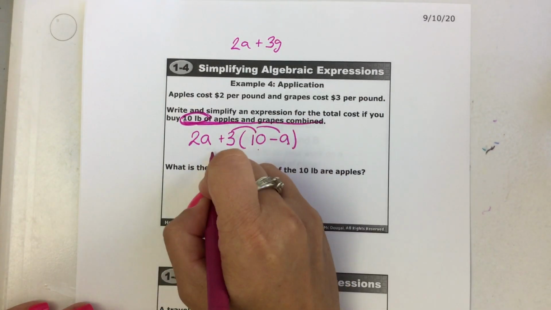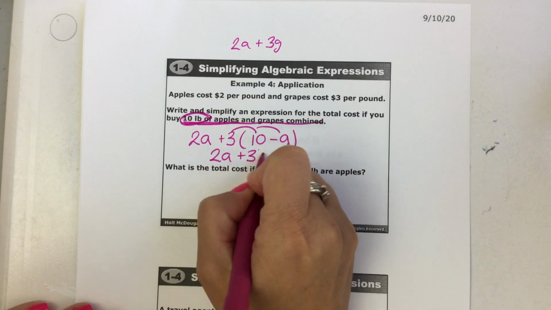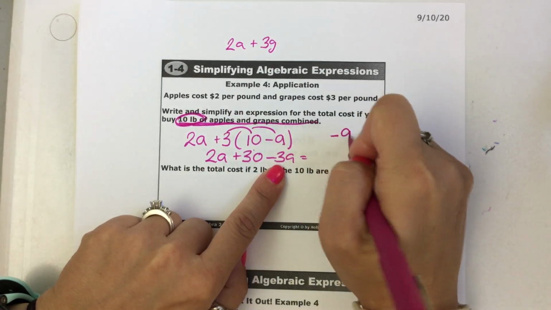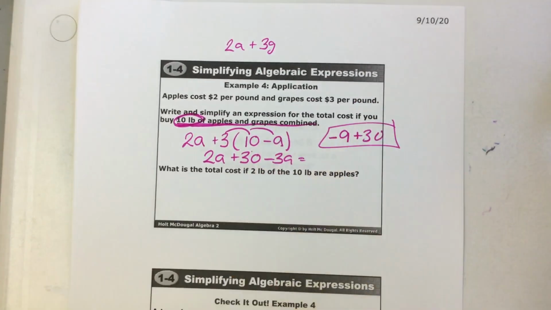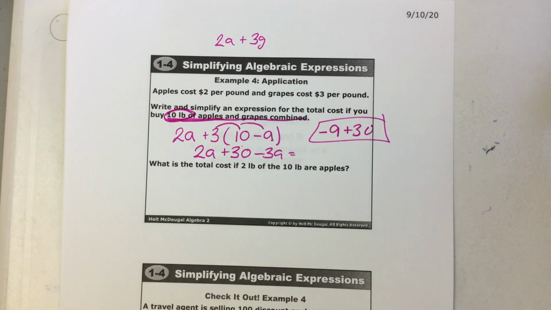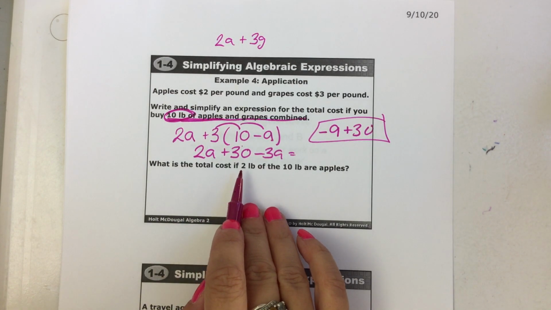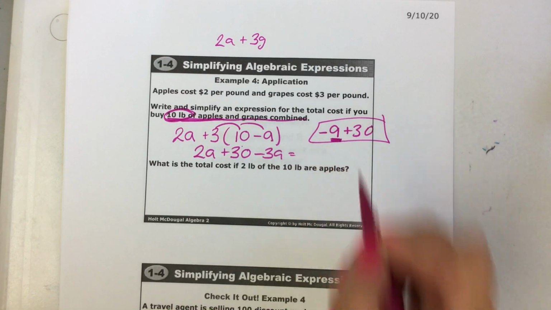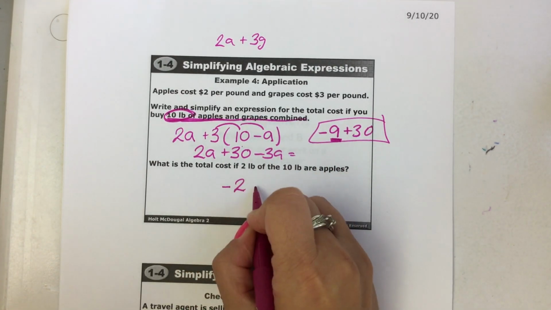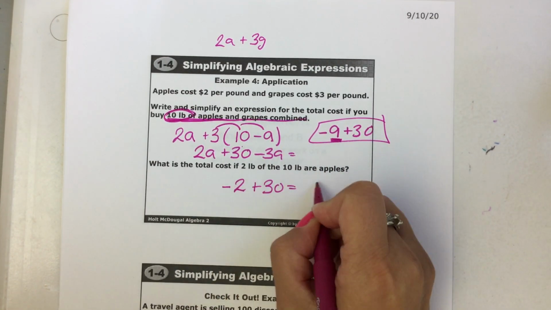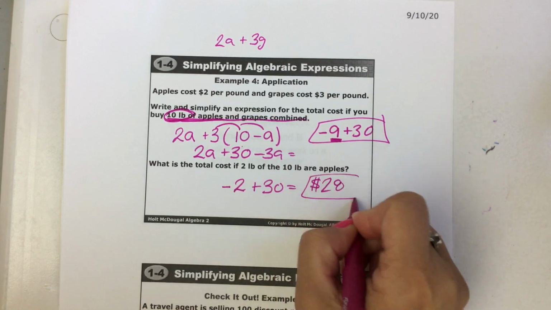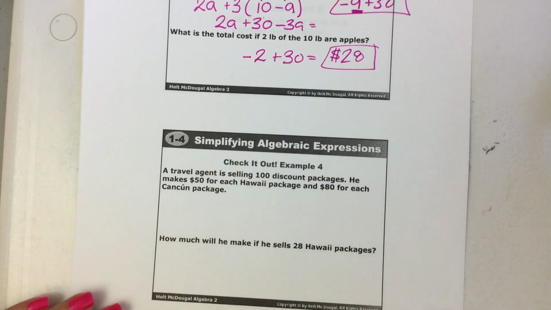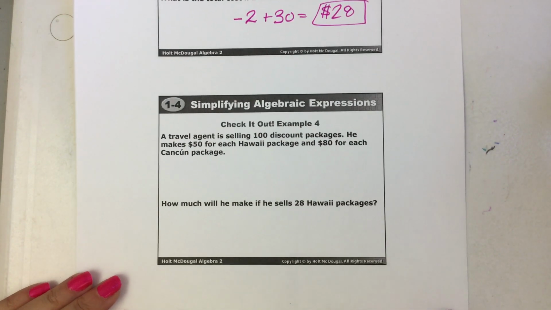Now I can distribute. So 2a plus 30 minus 3a. Combine your like terms. So I have negative a plus 30. There is your expression. What is the total cost if 2 of the 10 pounds are apples? So A represents apples. So I replace A with the 2, so negative 2 plus 30, your total cost would be $28.